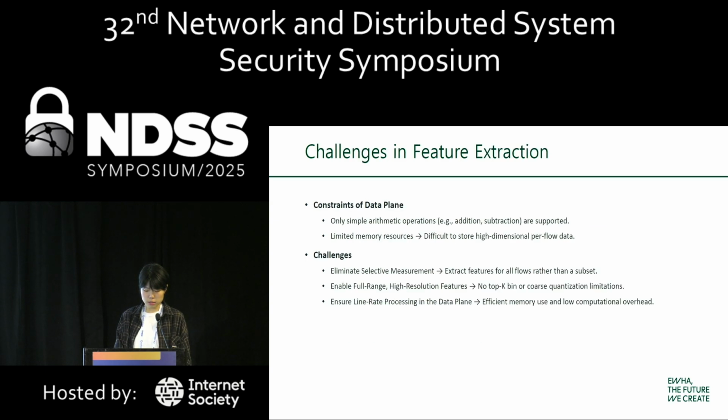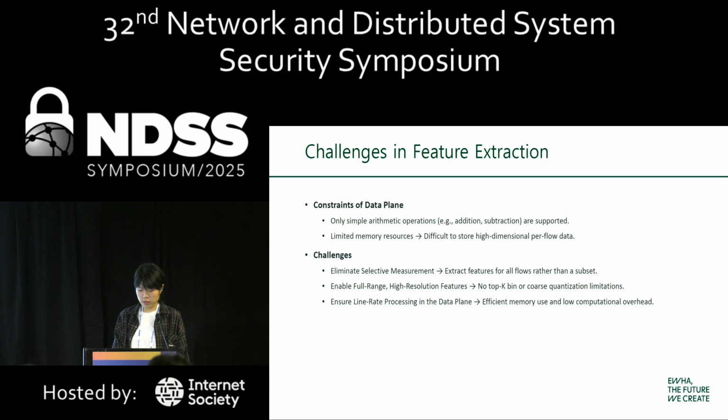So the limitations of FlowLens and NetWarden stem from the constraints of the data plane. The data plane must guarantee line rate packet processing, which restricts computation to simple arithmetic operations. And memory resources are extremely limited, preventing the storage of detailed per-flow distribution features. So to ensure robust feature extraction in the data plane, a better approach is required.